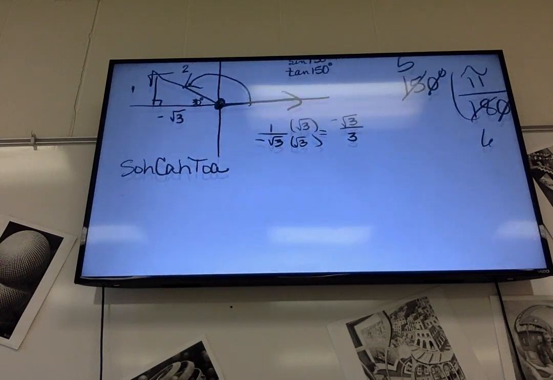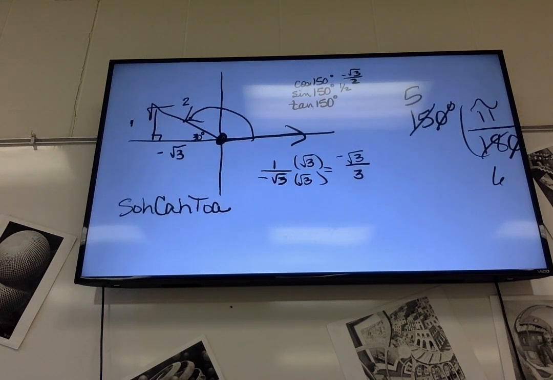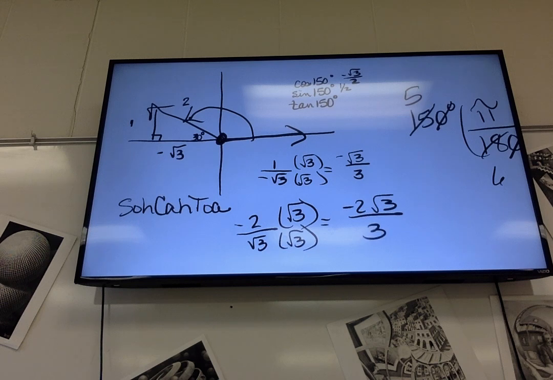Now the next one is cosecant. Cosecant is when I flip sine, so that's easy enough, it's just 2. But when I flip cosine, it's 2 over the square root of 3, it's still negative. And I said on these, I don't want square roots on the bottom. So what would I do? Yeah, multiply top and bottom by the square root of 3. So you get negative 2 square root of 3 over 3. Good.